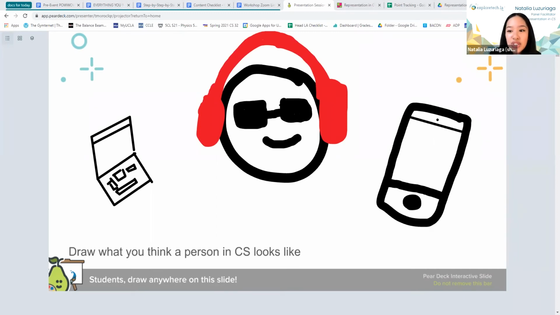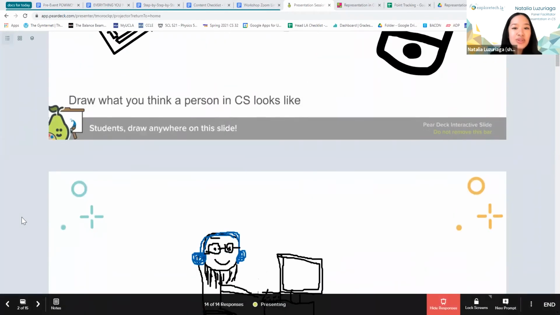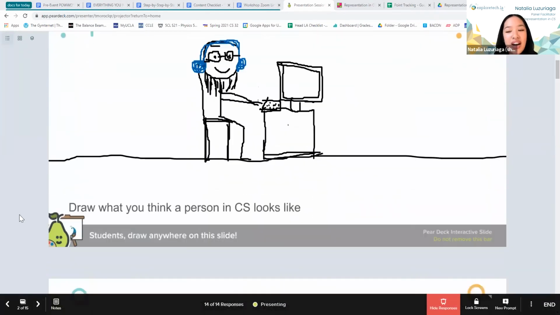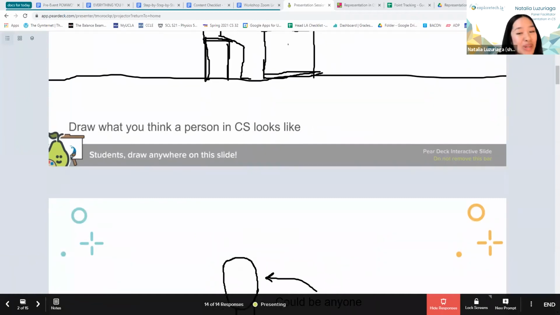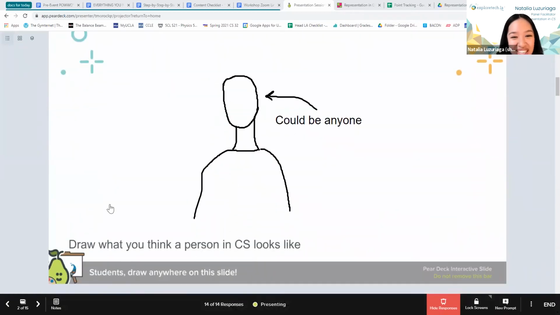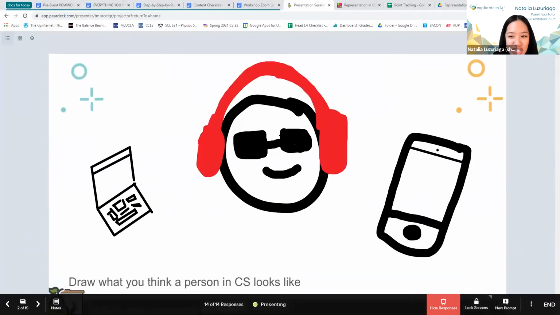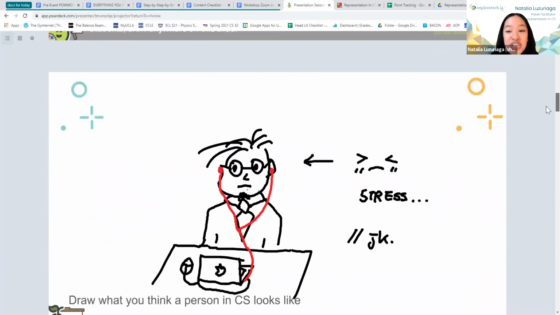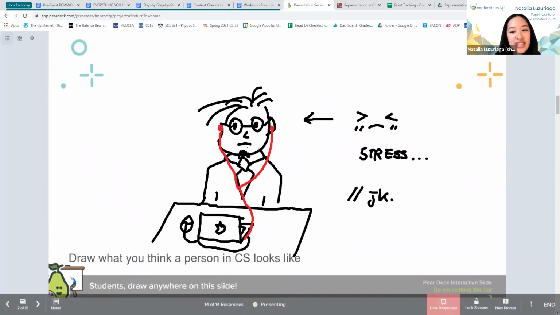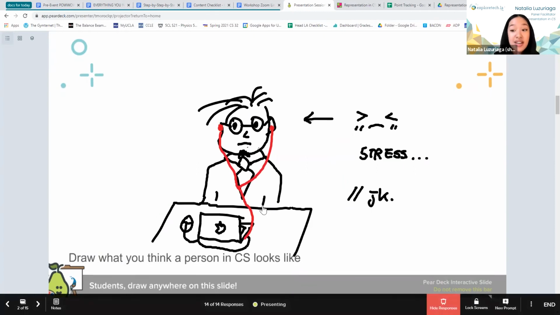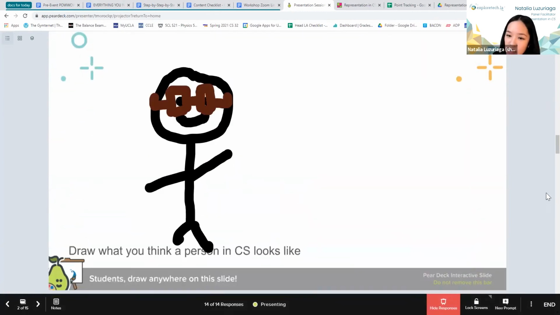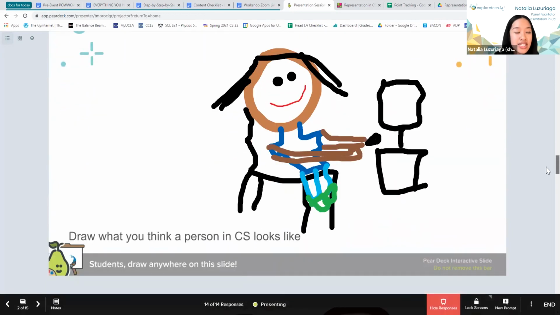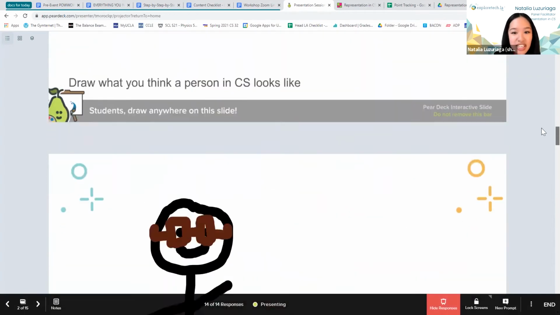As we saw in the drawings that you guys made, usually the image that comes to mind when we think of a person in computer science is a white male that wears glasses, kind of nerdy, maybe hasn't showered in a few days, so really smelly, or essentially a gamer, right? It's stereotypes and dangerous assumptions like these that deter people of underrepresented backgrounds from considering and pursuing computer science, right?